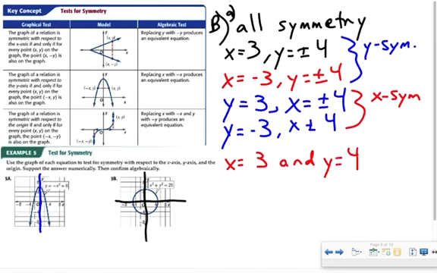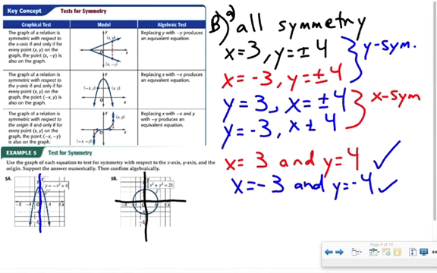Okay, so if I have that x equals 3 and y equals 4, we already know that that is a point in our graph. And when I do that, it's true. And when I plug in negative 3 and negative 4, it's the exact same graph. It's the exact same validity.